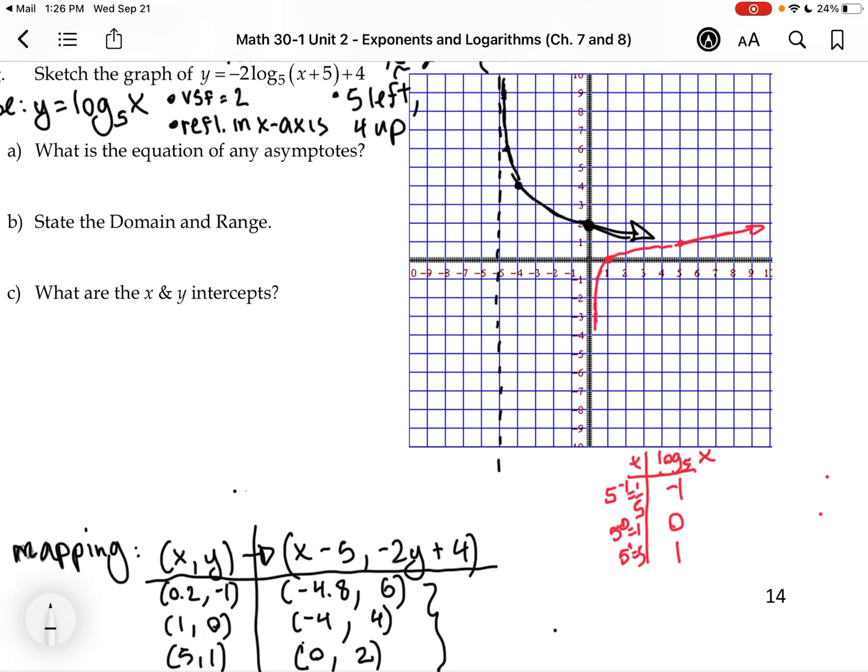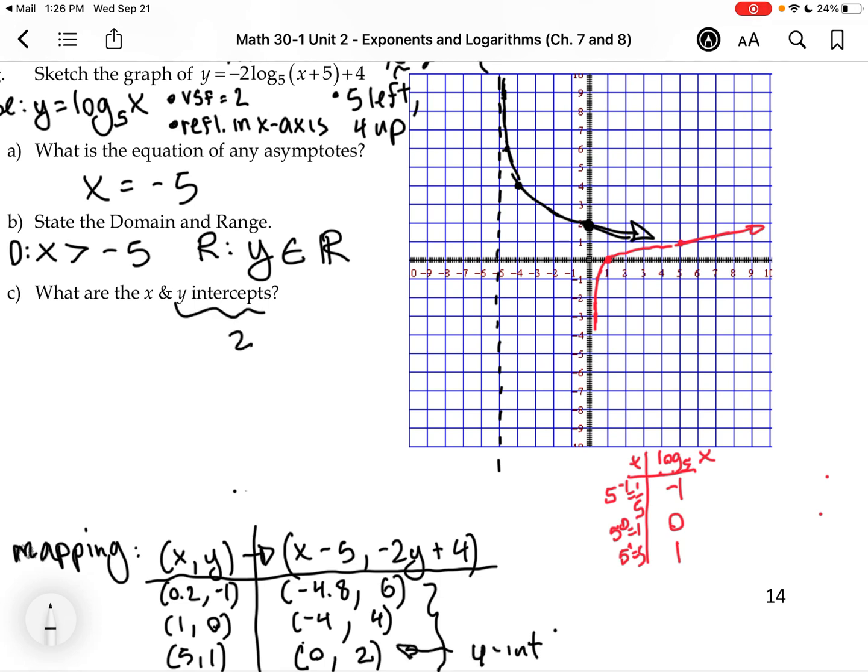Okay, equation of the asymptote is at x equals negative 5. The domain is x is greater than negative 5, and the range is y is an element of the real numbers. Now in this case, we can actually see the y-intercept. The y-intercept is at 2, and we actually got that out of our mapping. We can see right here, this is the y-intercept. Okay, so this is at 2.